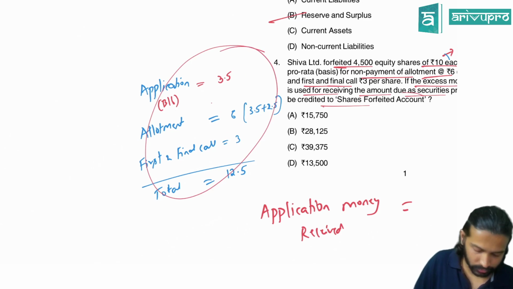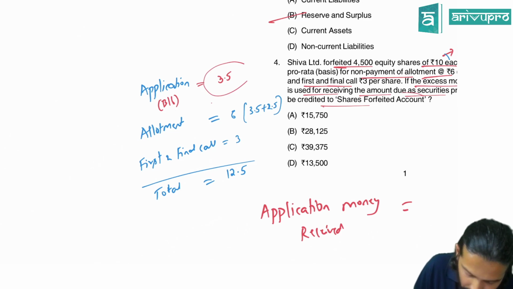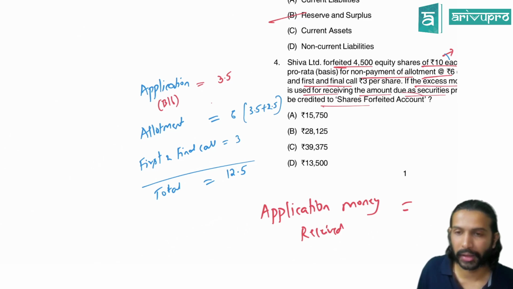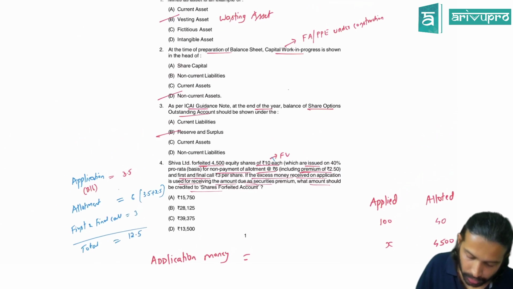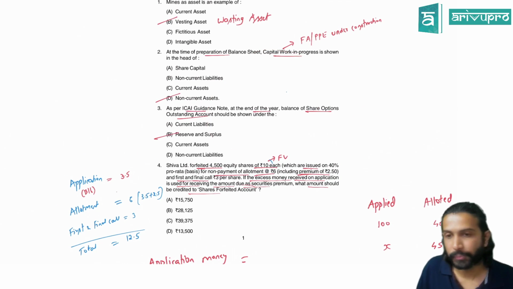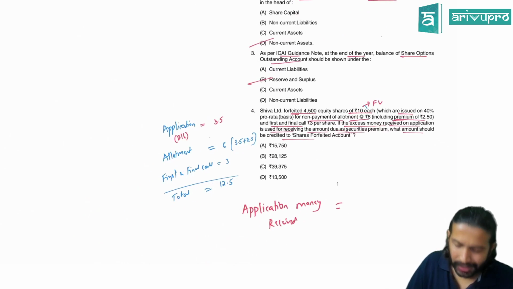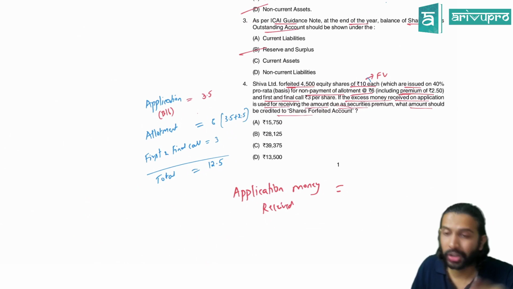One more working note. Application money they had not given, which we had to find out. So we can solve all this in 1 minute. Sir, I told you, in the examination some questions will be straightforward theory, which you can solve in 10 to 15 seconds. Some will be a little lengthy. Practical questions generally will be on the lengthier side.